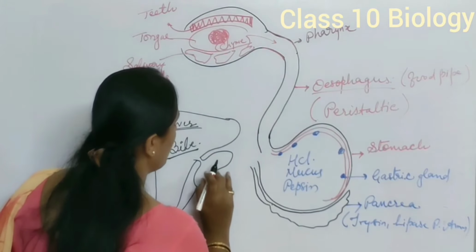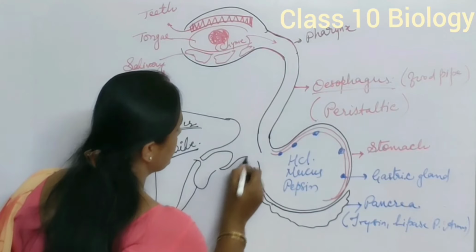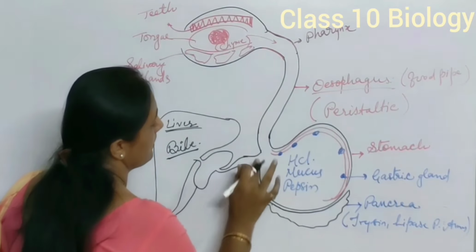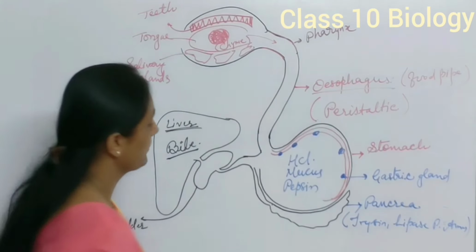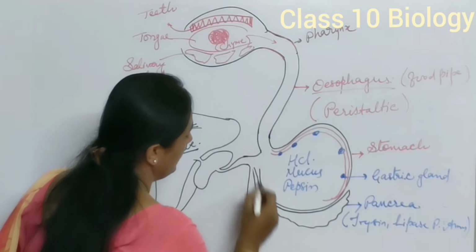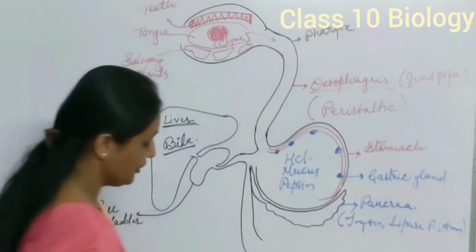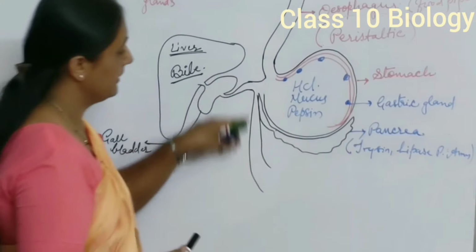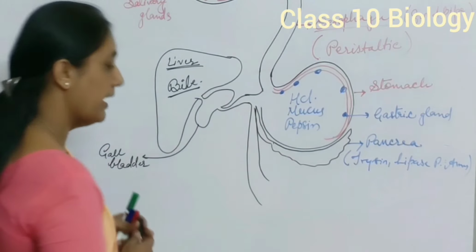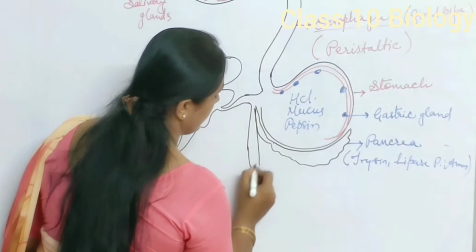This gallbladder opens through a duct, and this duct is called the bile duct. In this way, all this material, how many things are here? Bile, pancreatic enzyme, gastric juices with food material, everything together opens into the small intestine.